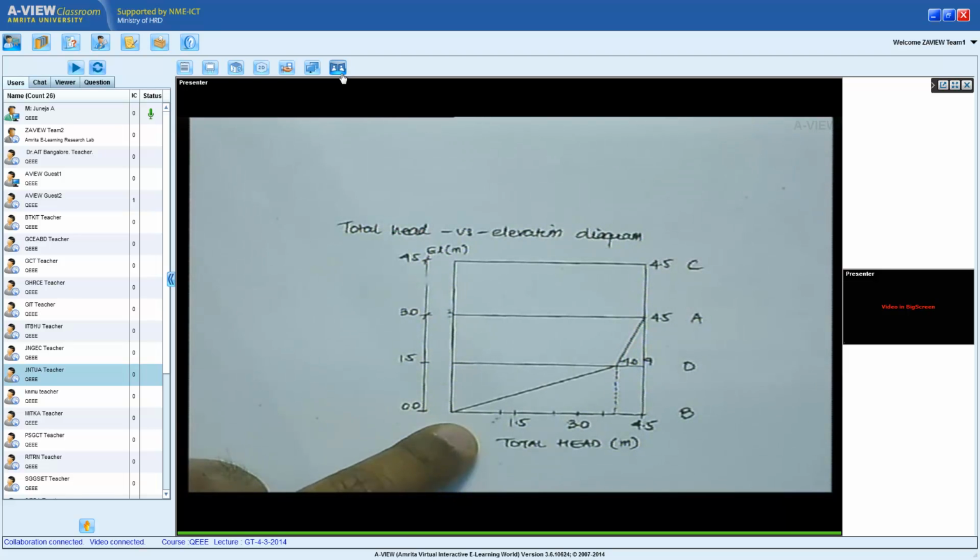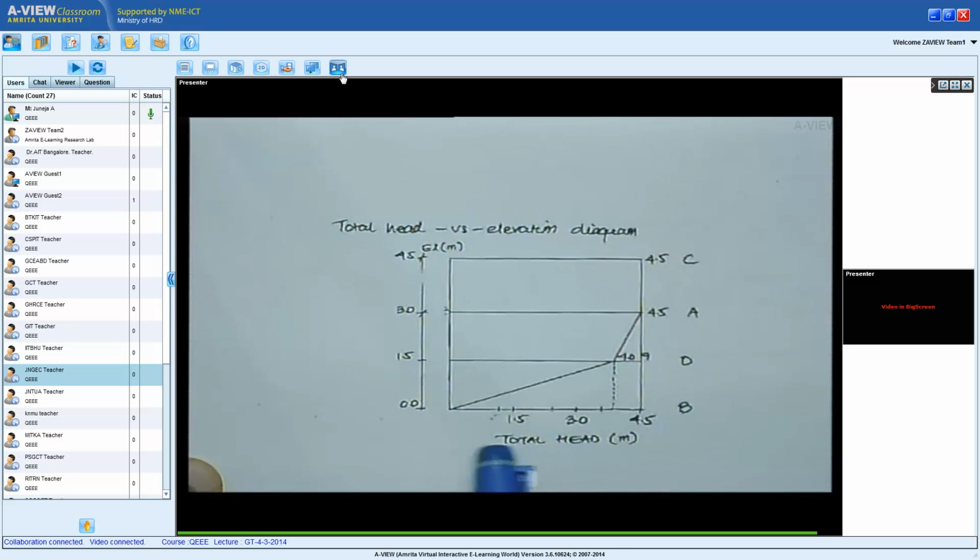So the horizontal axis I have taken as total head. Nothing will stop you from plotting this on the vertical axis, but conveniently I have taken total head as starting from 0 going to 4.5 meter. The vertical axis I have taken as elevation. Obviously elevation is usually represented as vertical, but there's nothing stopping you from switching the two.